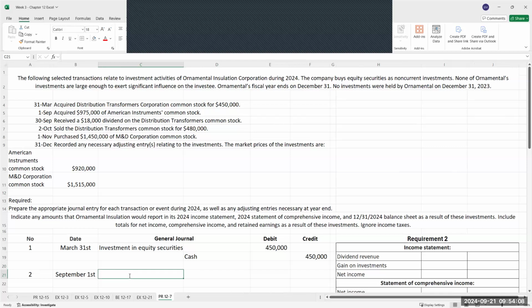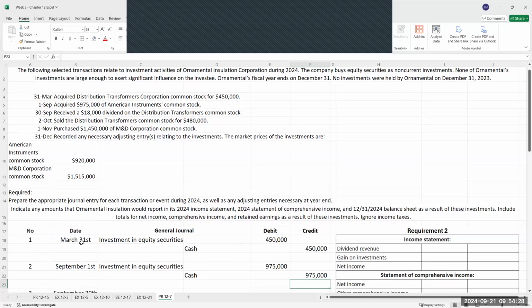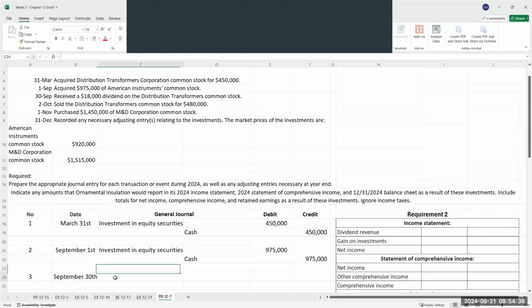So fairly simple. Next September 1st, it says we acquired $975,000 of American Instruments common stock. Similar entry, right? We debit investment in equity securities, and in this case, for $975,000. And then the next part of the entry is, well, we know that we paid cash, so therefore we credit $975,000 because we paid the cash. The next entry, rather, is it says that we received the $18,000 dividend on the distribution of Transformers common stock. So we received cash of $18,000. Why did we get this $18,000? Because of dividend revenue.